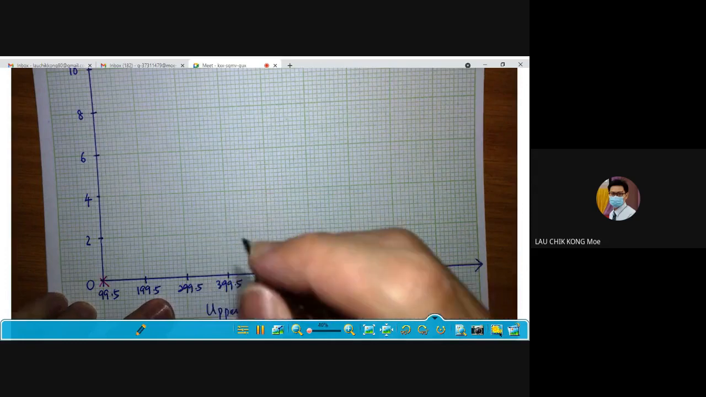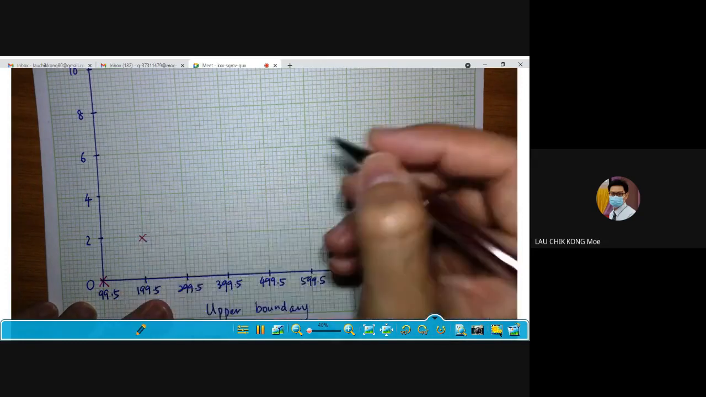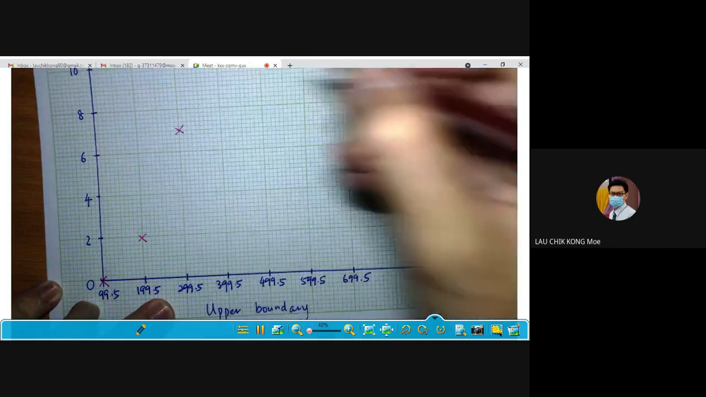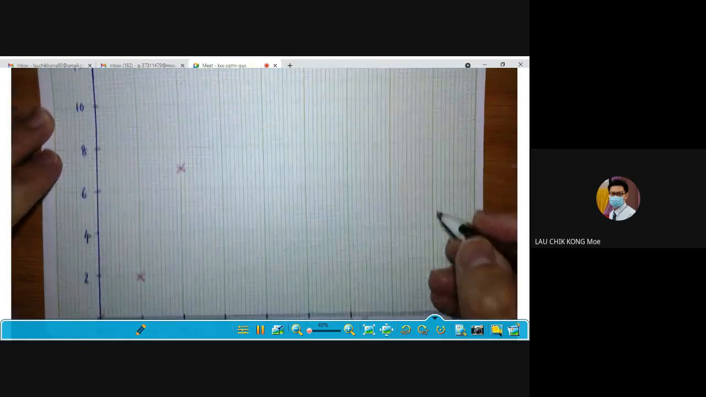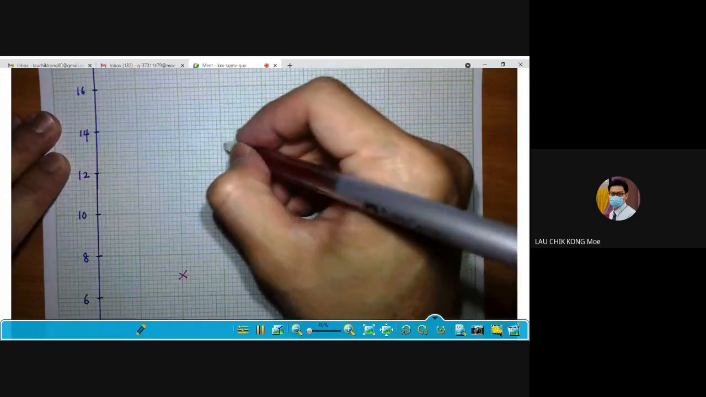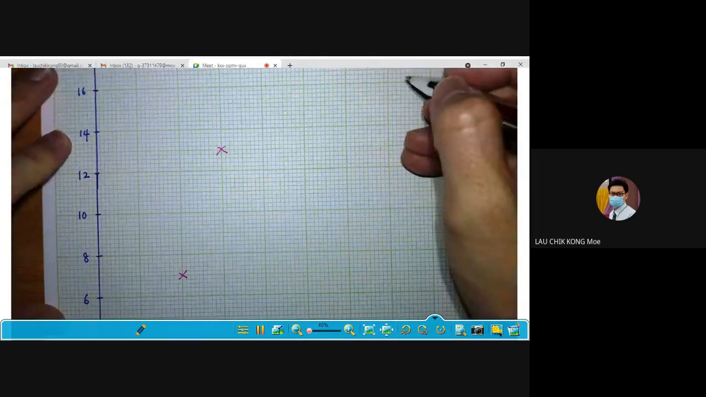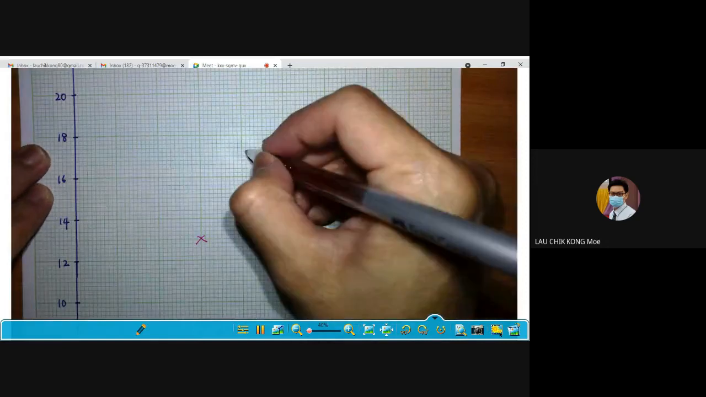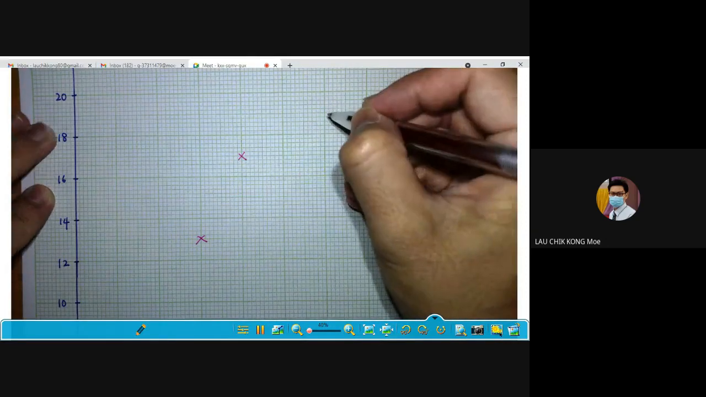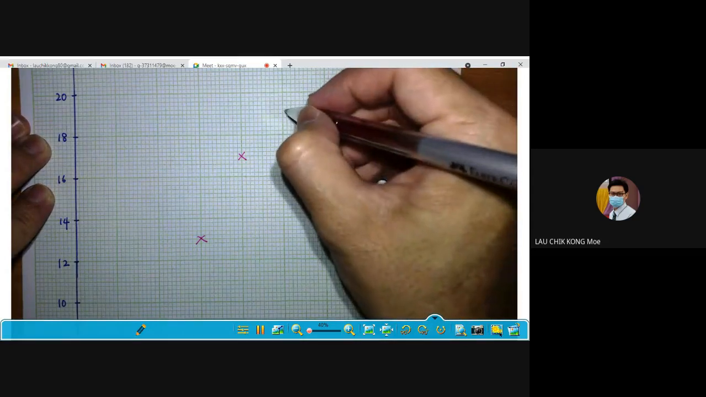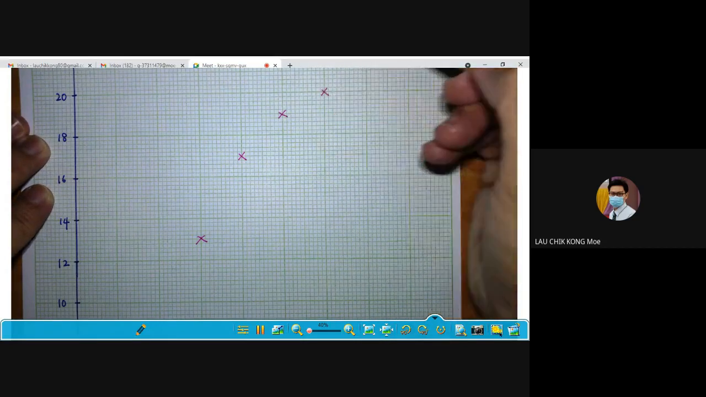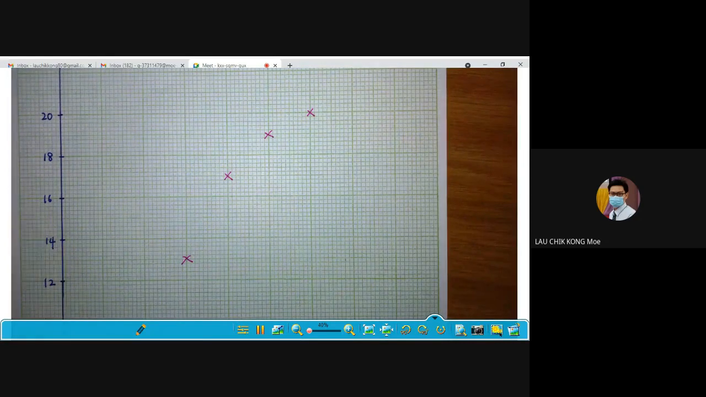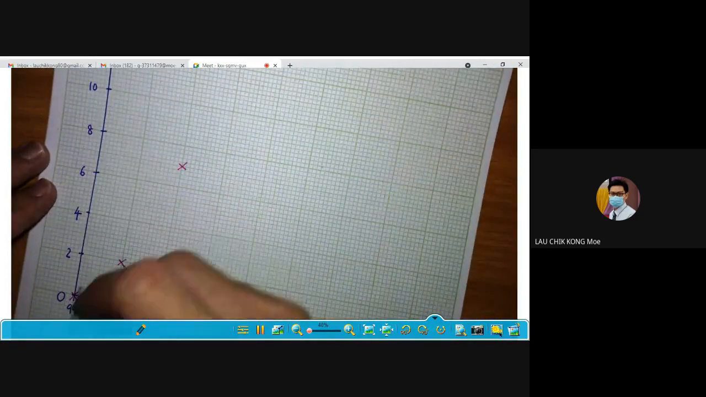Okay, 99.5. Tapi masa itu saya kata you buat tapi tak hantar kan. And then 2, 7, 13, 17, 19, and the last one is 20. Okay, so you plot all the points, and then now we try to connect. We connect all the points plotted here. It is an S shape.